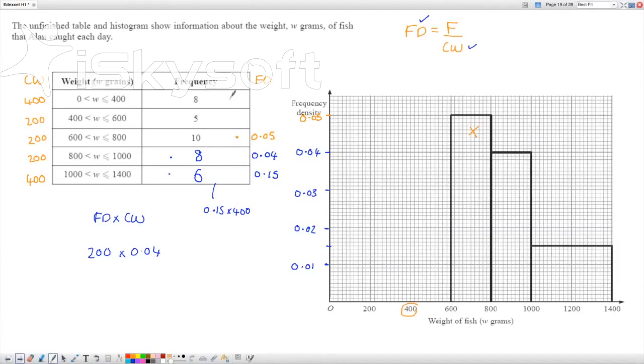Now how is this going to help us to find our 2 values here when we need to plot them? Well, we need to know the frequency density. So we're going to do for our value here, frequency 8 divided by class width 400. 8 divided by 400 is 0.02. Working out our next one for here, come down this part, we've got 5 divided by 200 gives us our frequency density of 0.025. Now taking our ruler, we can plot both of those onto our graph.